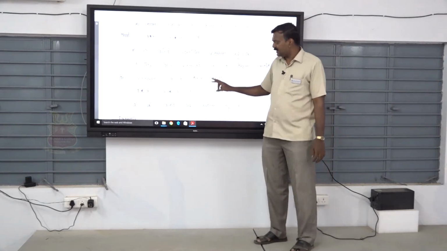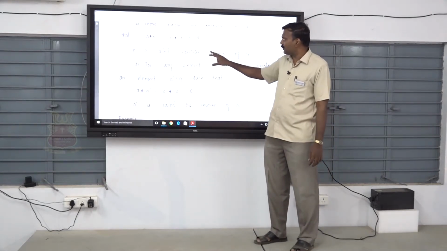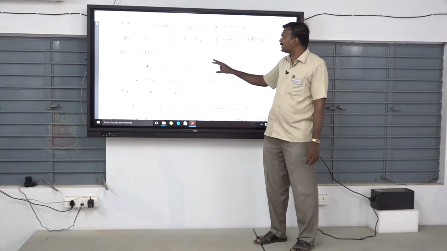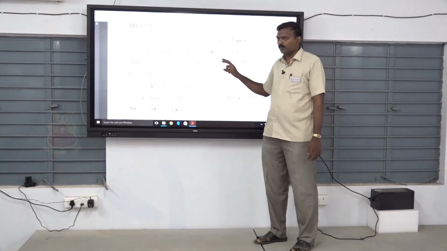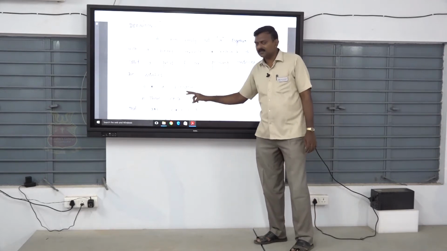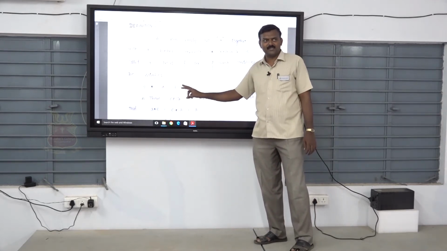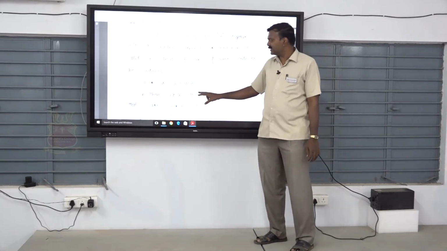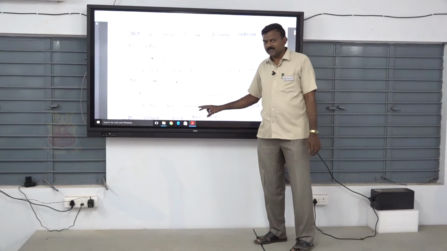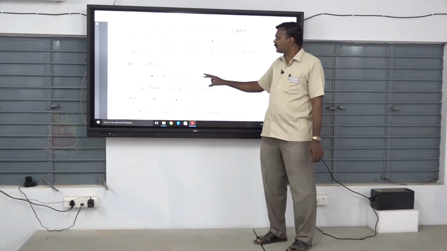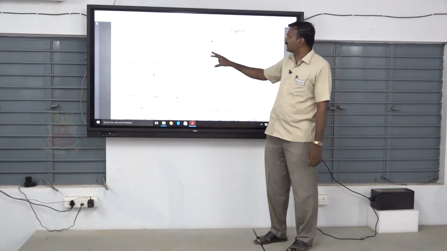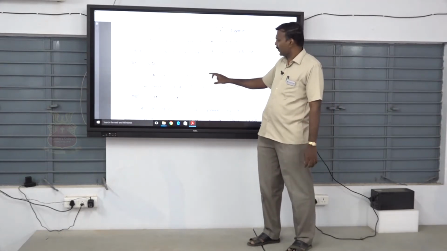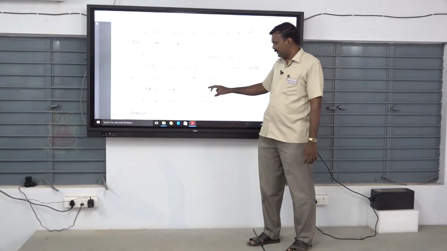Then if the three conditions are satisfied, the operation star together with the set G is called a group. First condition is associative, second condition is identity element, third condition is inverse. The operation satisfies the three conditions, and together with the set G it is called a group. Then what is an example of a group?